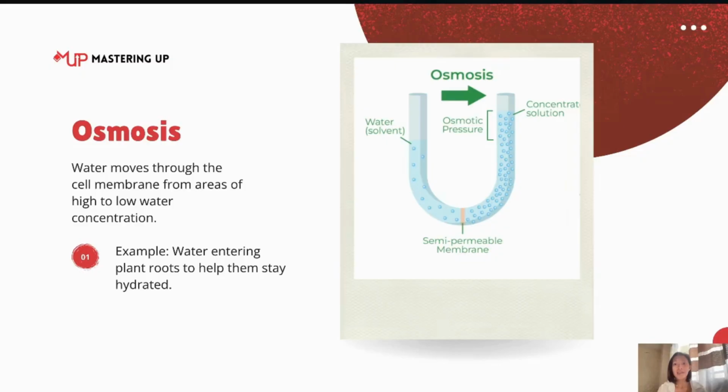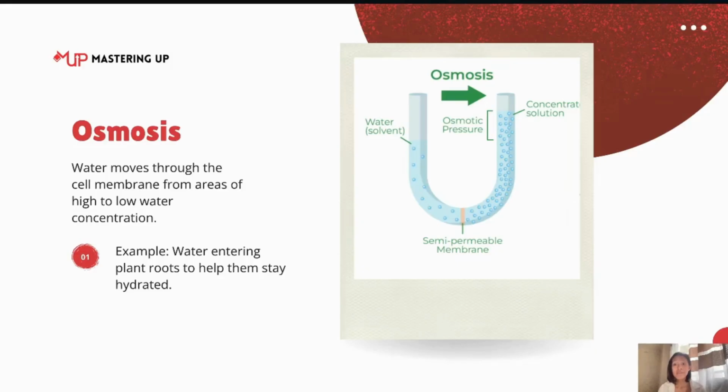Another type is osmosis. Osmosis is a specific type of facilitated diffusion that refers to the movement of water molecules across a selectively permeable membrane. Water moves from an area of lower solute concentration to higher solute concentration.